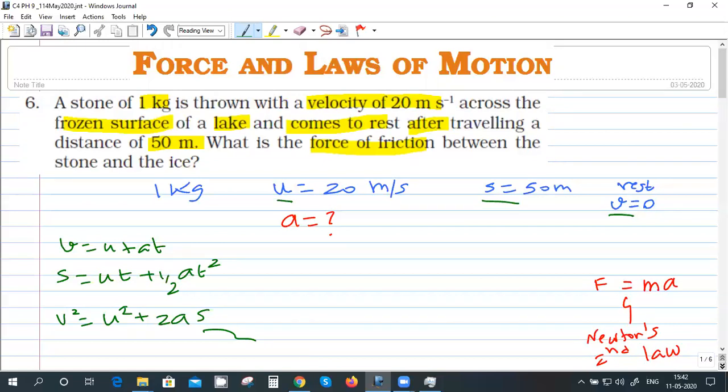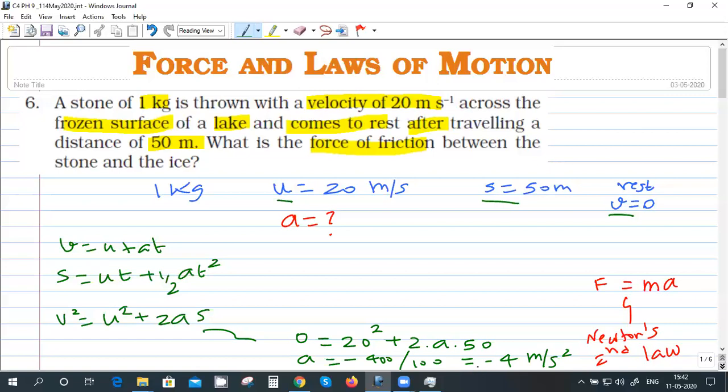V is the velocity, right? V is 0, so 0 square is 0. And U square is 20 square, plus 2A into S, which is 50. So from this I'll get A as 400 divided by 100, right? Minus 4. Minus sign, meters per second square.